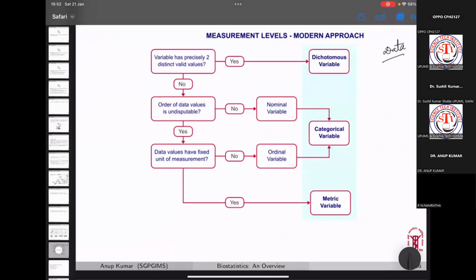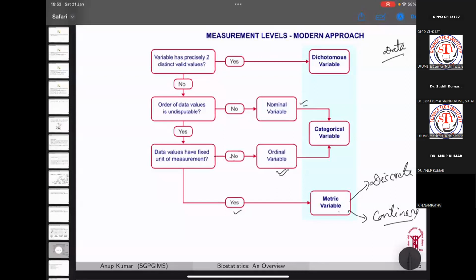Got it? So this particular thing is also explained over here. You can see what is metric data. Data values have a fixed unit of measurement. Yes. So it is metric data. If data values do not have a fixed unit of measurement, then if the order of the data values is undisputable, it is an ordinal variable; if not, it is a nominal variable. So data is either metric or categorical, and then further metric data is either discrete or continuous.